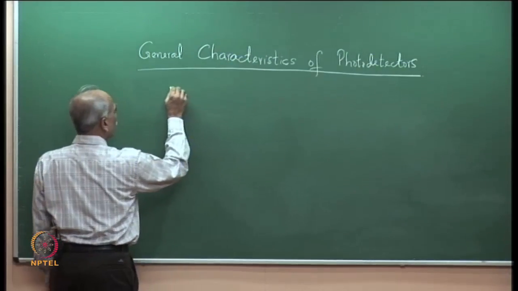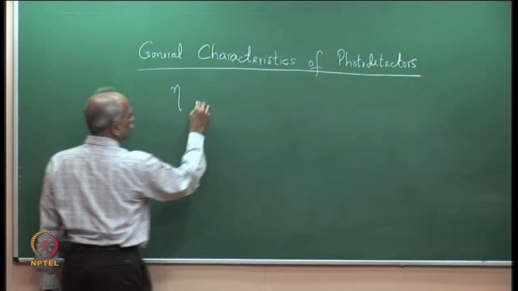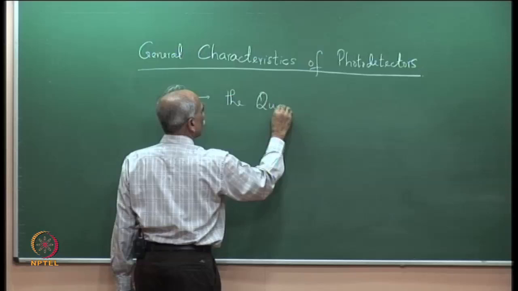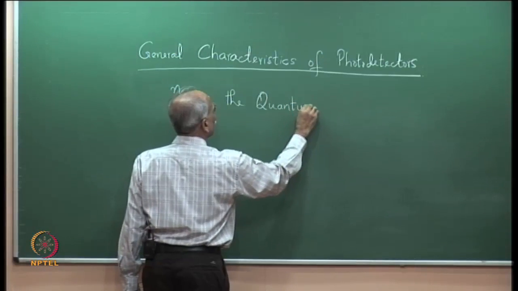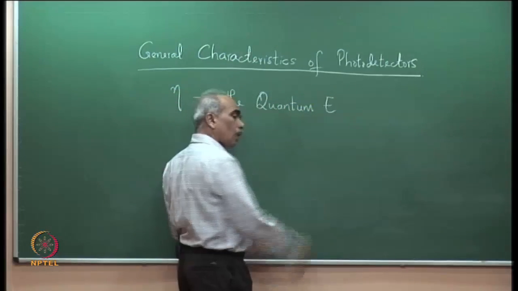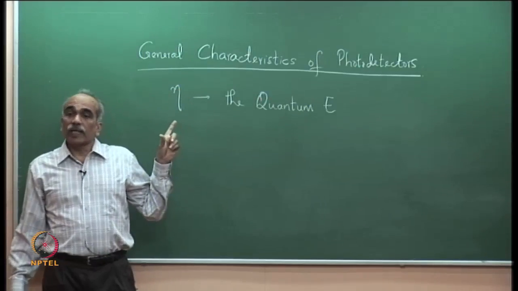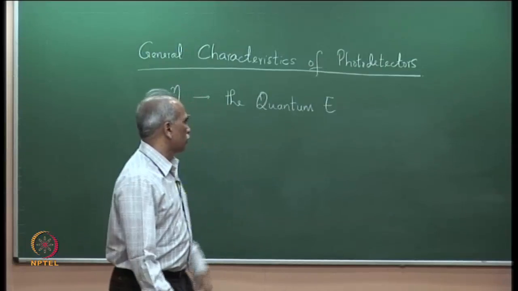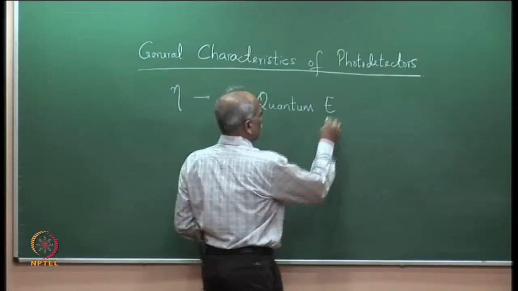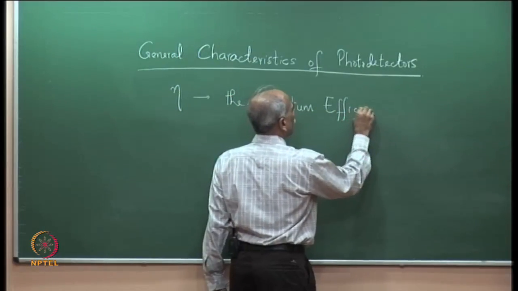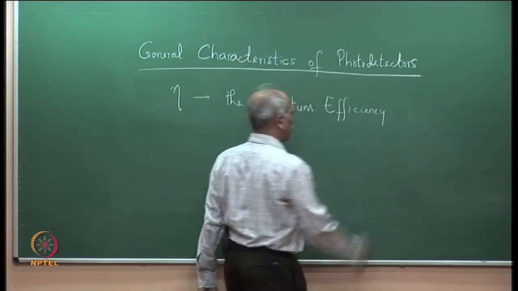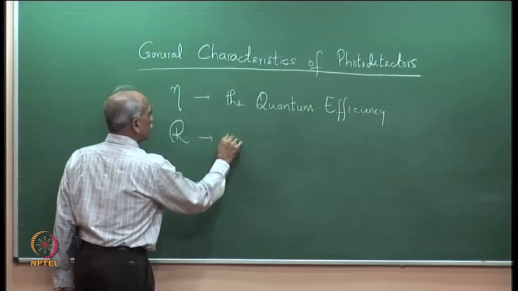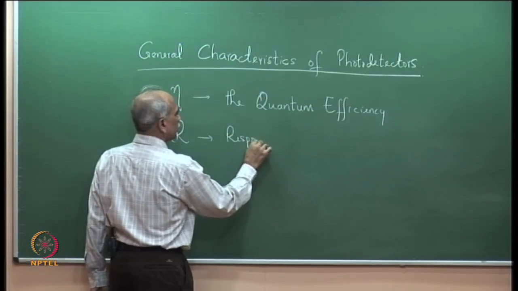First, there are 4 important parameters. First, eta, the quantum efficiency of a photodetector. Please see, this is not internal quantum efficiency. We had defined one eta I for semiconductor material, which was the internal quantum efficiency. This is the quantum efficiency. We will define each one of them. The second one is responsivity.